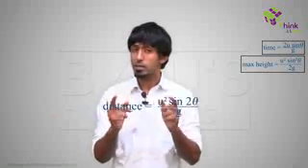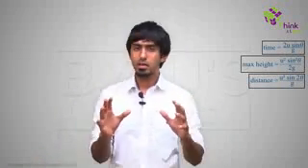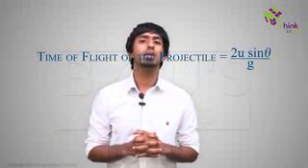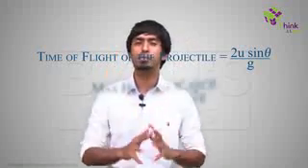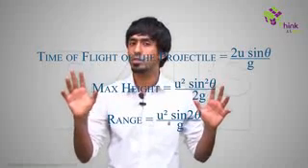So in the final form, the question of where to place the net looks like this. u square sin 2 theta by g. Now these 3 answers have very serious names, okay? The first question, how long will you be in the air, is called the time of flight of a projectile. And how high will it go is called the maximum height that a projectile reaches. And how far you should place the net is called the range of a projectile.